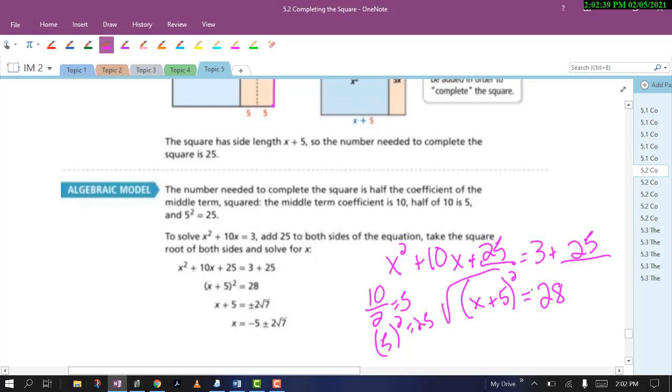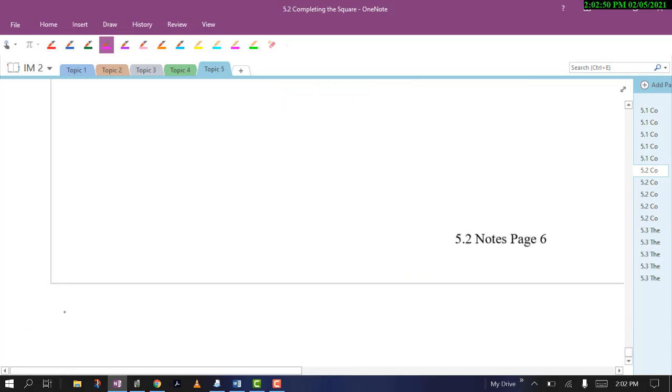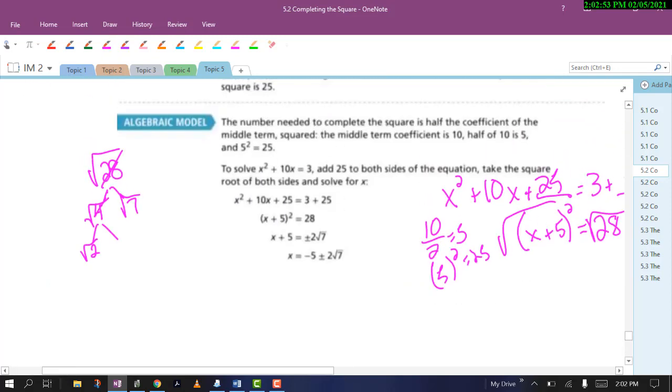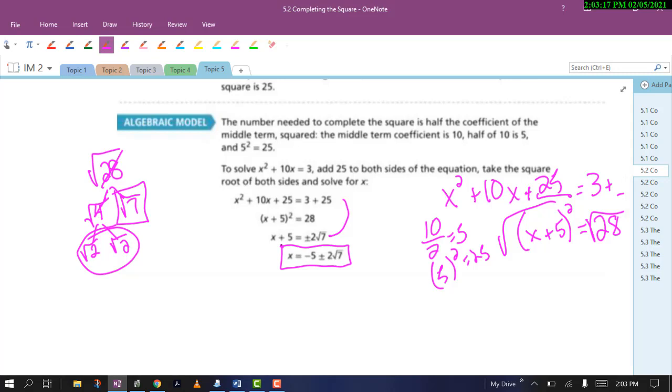Then we square root both sides, and the square root of 28 can be simplified into 4 and 7, and then of course 4 is 2 and 2. So we've got a pair of 2's we can bring out, but the 7 stays inside the radical. That's how we got here, and of course it's plus or minus. Then we subtract 5 to get x by itself, so negative 5 plus or minus 2 root 7 is our solution. They're real solutions, but they're irrational because root 7 isn't an integer, it's not a perfect square.